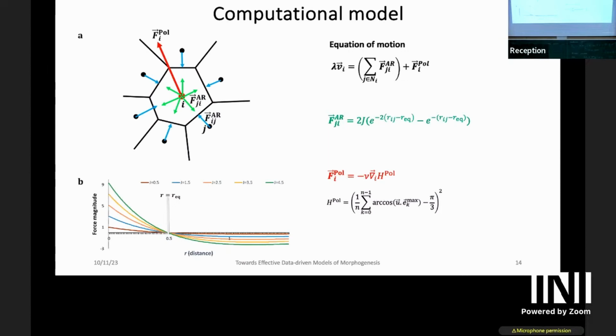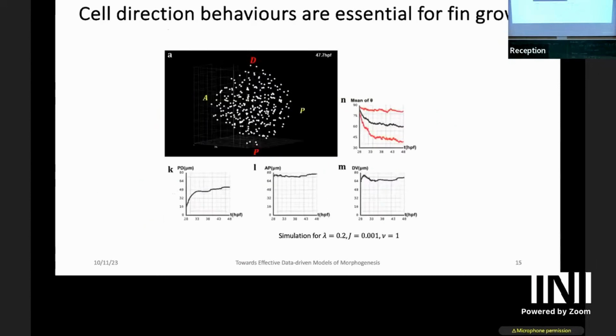I get it. Great. So we have two forces: attraction-repulsion, and then the polarization force. And again, we're able to replicate the decrease of the angle between the cell's longest axis and the PD axis, and also have a model where the vector often goes only in the PD direction and not in the other direction.